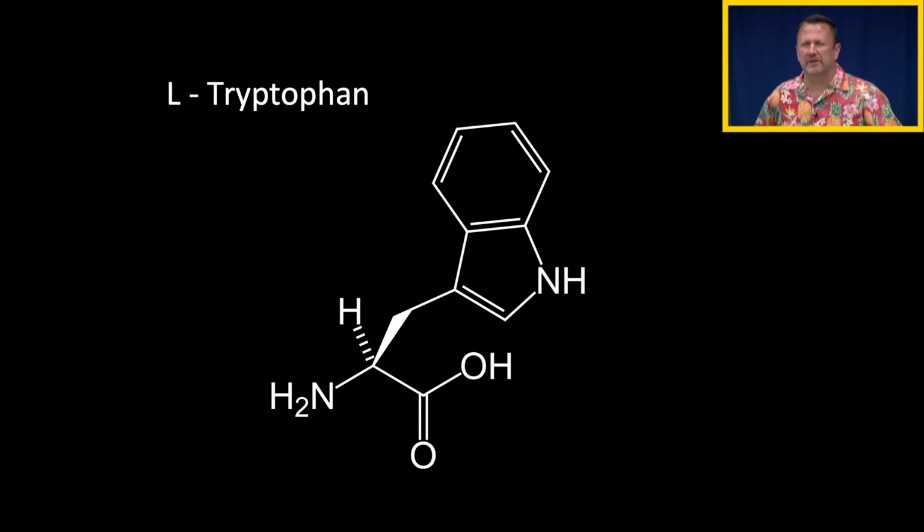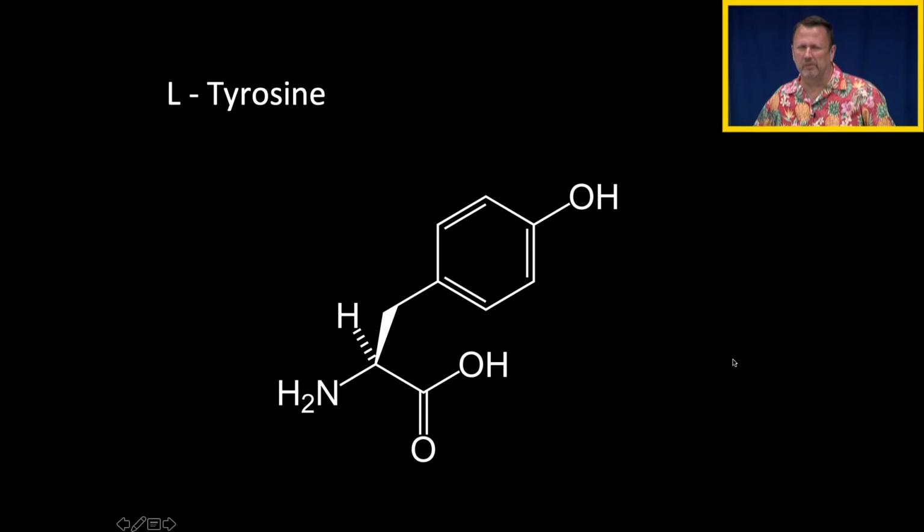Tryptophan is what we're going to use to make serotonin, 5-hydroxytryptamine. By removing that carboxylic acid right there, we'll have a tryptamine, and it starts with L-tryptophan. Tyrosine, remember phenylalanine? We started with phenylalanine, we stuck a hydroxide group on it. Now we have tyrosine.